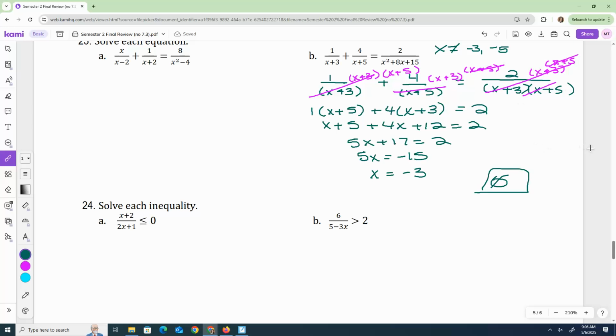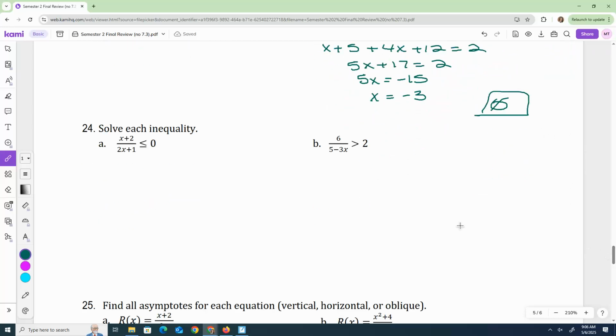The inequalities were a little bit different. We can't just multiply to get rid of the denominator because in an inequality, if you multiply or divide by a negative, it flips the inequality. Do we know if 2x plus 1 is positive or negative? No, so we wouldn't know whether we flipped or not. Instead, we had to get it set up in a certain way. We had to have a single fraction on one side of your inequality, and 0 on the other.